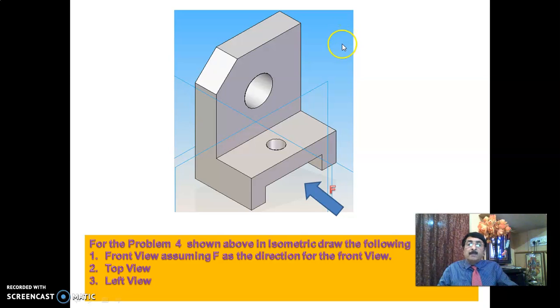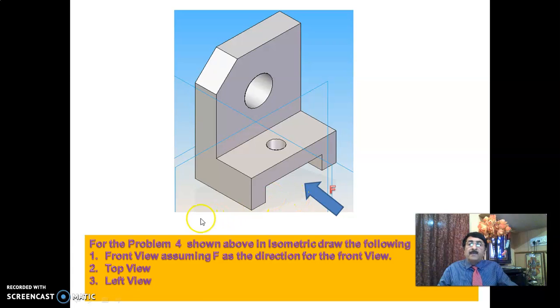Always remember, front view is this. They might give the front view this way or this way. If they give it this way, imagine VP to be behind this object. The direction of vision of the front view is perpendicular to VP. In the same way, for writing the top view, imagine the horizontal plane to be below this object, and the direction of vision for the top view is always perpendicular to HP.